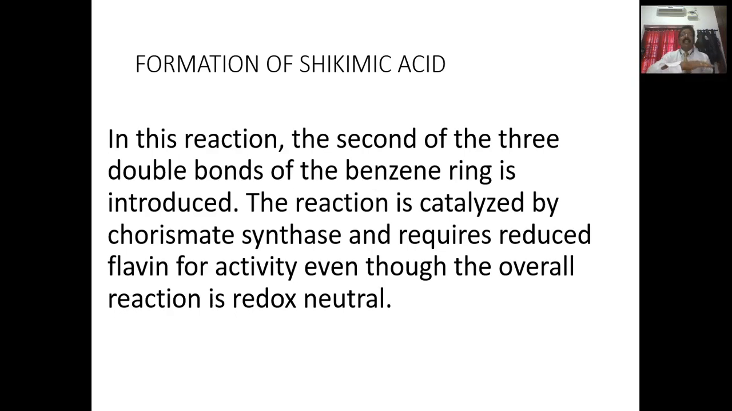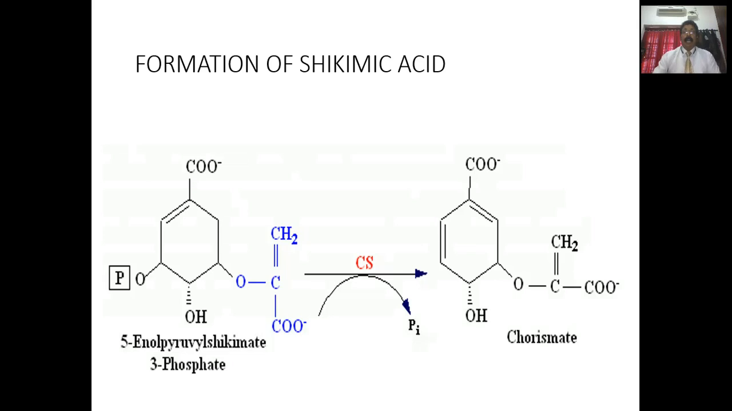The second and third double bonds of a benzene ring are introduced. Our aim is to get aromaticity. So the second and third bonds are introduced in this reaction. This reaction is catalyzed by chorismate synthase and requires reduced flavin for activity, even though the overall reaction is redox neutral. You can see that 5-enolpyruvyl shikimate 3-phosphate is converted into chorismate. So two double bonds we have achieved, but we still have to reach aromaticity.